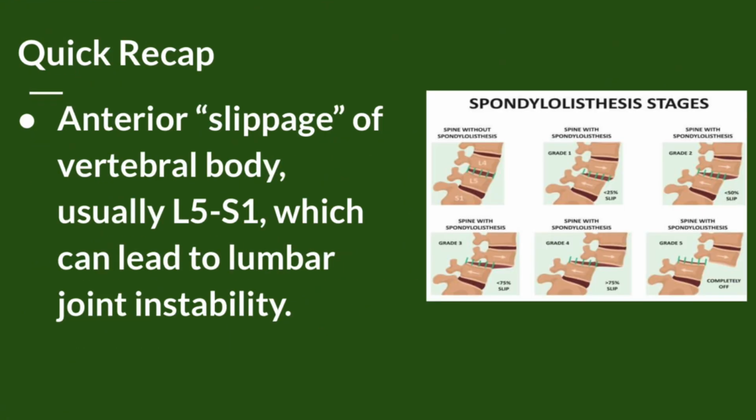So a quick recap. This is basically an anterior slippage of the vertebral body, usually in L5 to S1, just like the presentation of spondylolisthesis that we just presented with, and this can lead to lumbar joint instability.